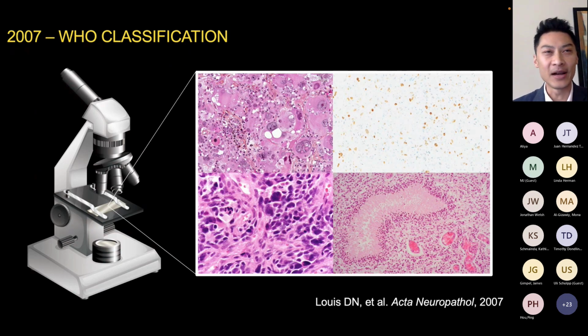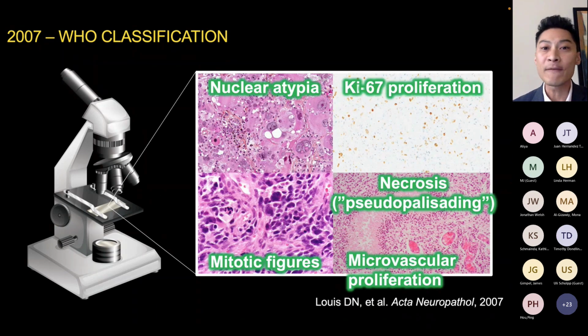Okay, so let's take a time travel back to the past, back in 2007, when the WHO classification and grading of brain tumors was largely based on what the neuropathologists saw underneath the microscope. They look at brain tissue samples and they look for things such as nuclear atypia, Ki-67 proliferation index, mitotic figures, the presence of necrosis and microvascular proliferation, and then they can make a diagnosis of a brain tumor and grade it. For example, like a GBM, if you have presence of pseudopalisading necrosis, etc.